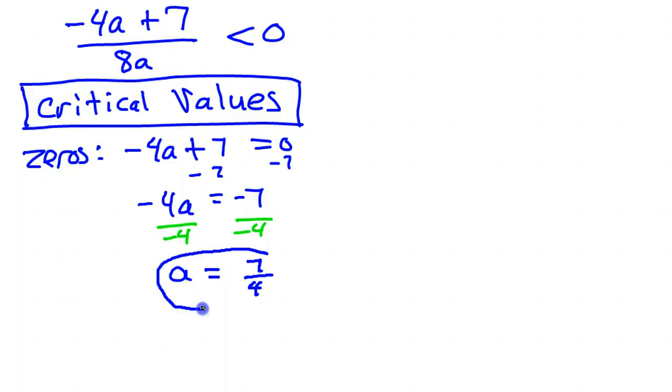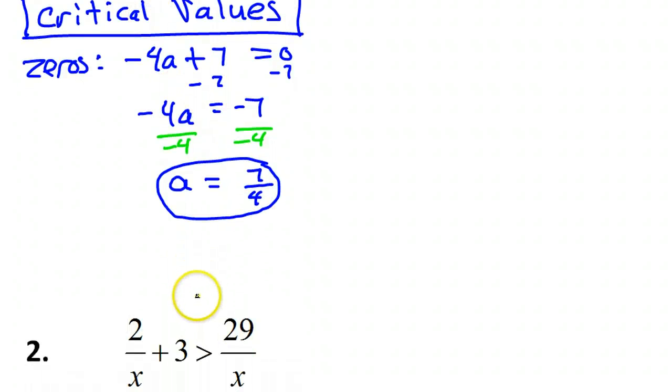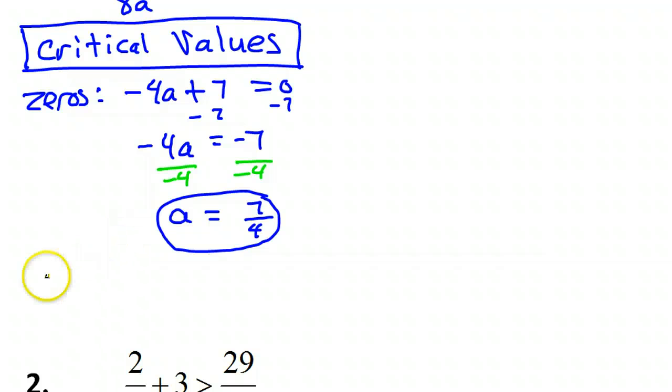So that's one of our critical values. That's a 0 of the function. In other words, that's an x-intercept of this function. Now, we also need the excluded values.